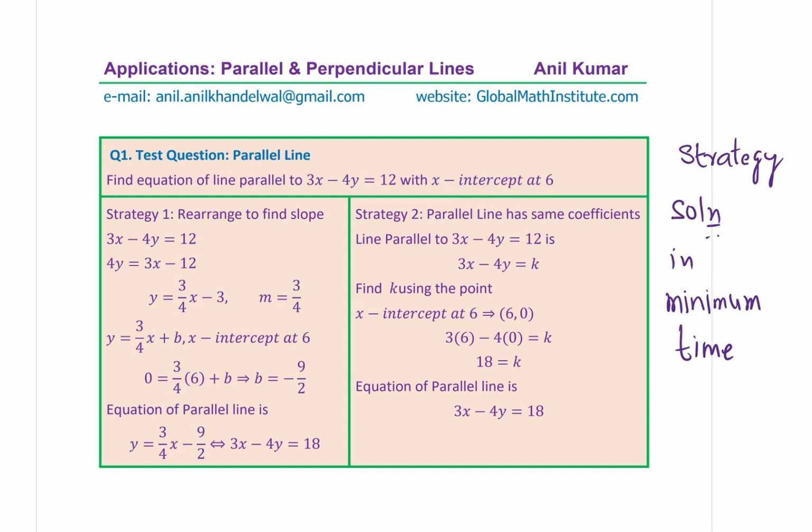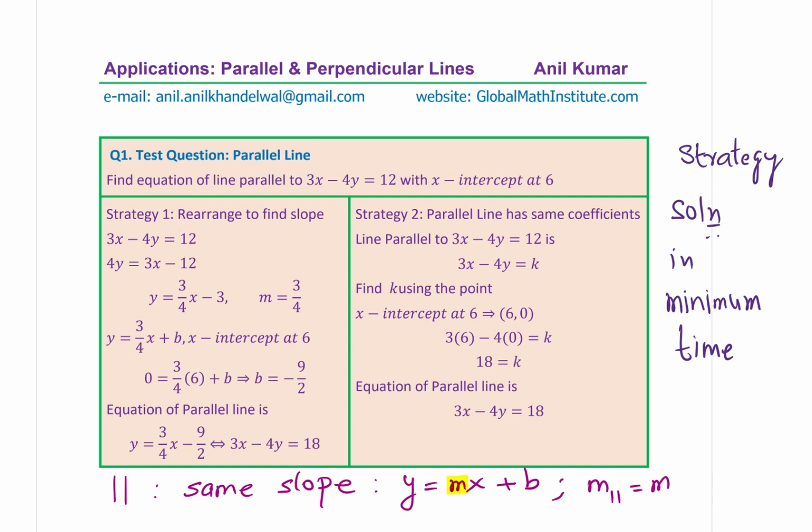So parallel means same slope, correct? So that is what we want. So our strategy now is to rewrite the equation in y equals to mx plus b form, right, to get the slope. So first step is y equals to mx plus b form. So where we'll get the slope m, and then we know that the slope of the line parallel to m will also be m, correct? So that is the strategy.